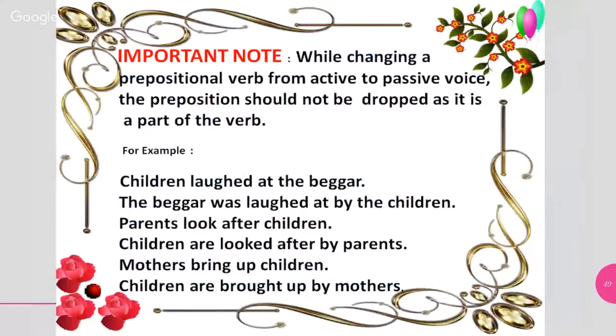Important note: while changing a prepositional verb from active to passive voice, the preposition should not be dropped as it is a part of the word. For example, children laughed at the beggar. So laugh at is our prepositional verb, so we must not drop at. The beggar was laughed at by the children.